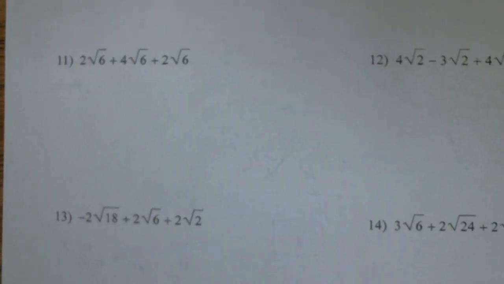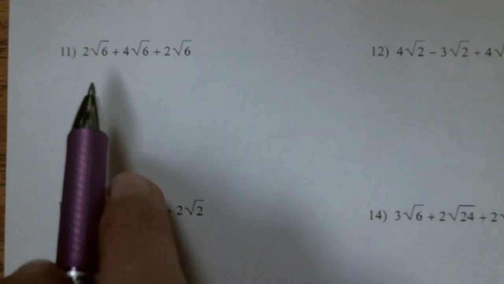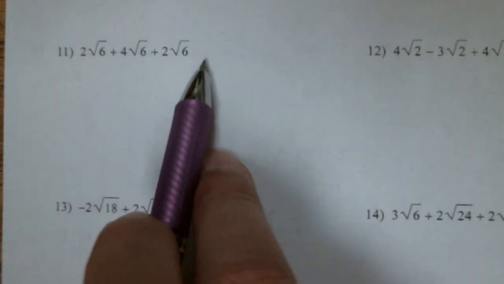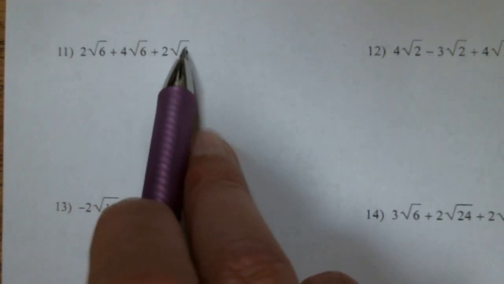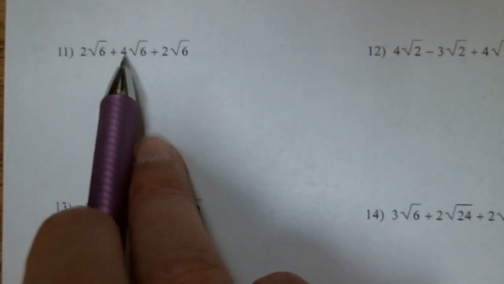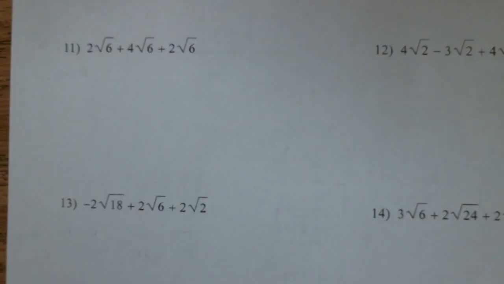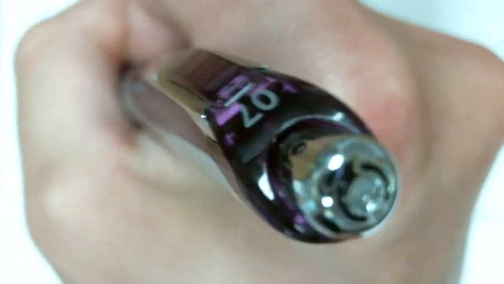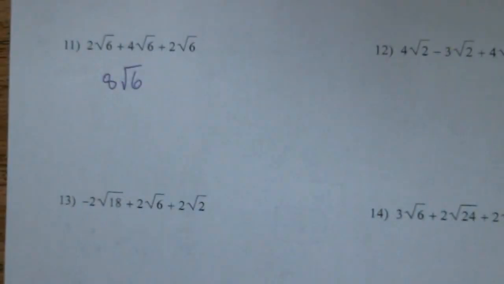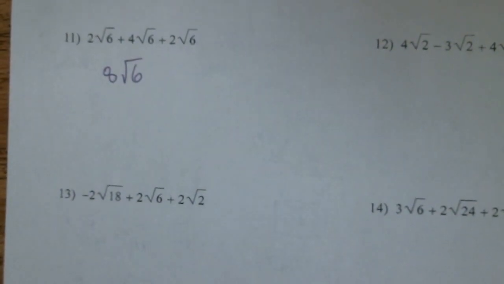Okay, operations with radicals. This is combining like terms, apples and oranges. Apples, apples, apples. I can combine those because the radicands are the same. So I have 2 apples plus 4 apples plus 2 apples, and that gives me 8 apples. Okay, there's really not much to think about there.